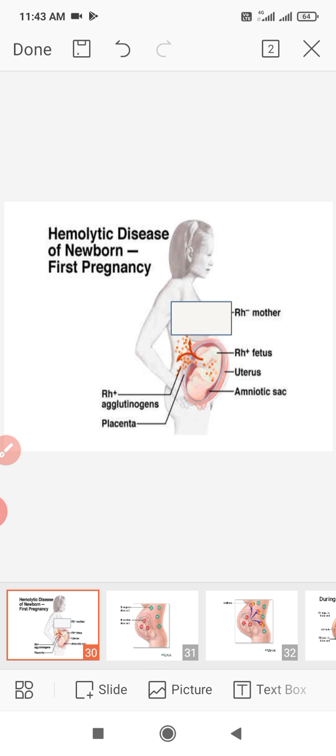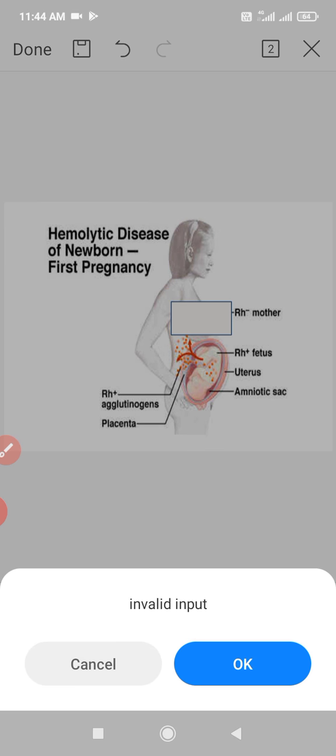In the second pregnancy, if the same thing happens, an Rh positive fetus, then the mother, who has antibody D, passes it across the placenta and it reacts with the RBCs of the baby. Severe agglutination takes place and the baby born with this condition is called erythroblastosis fetalis.